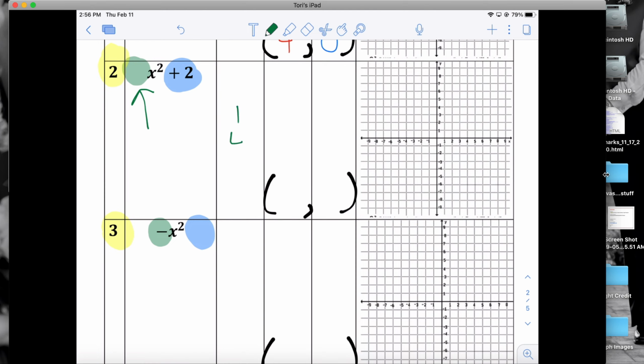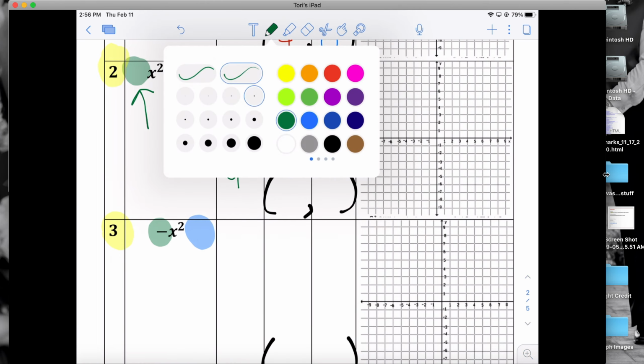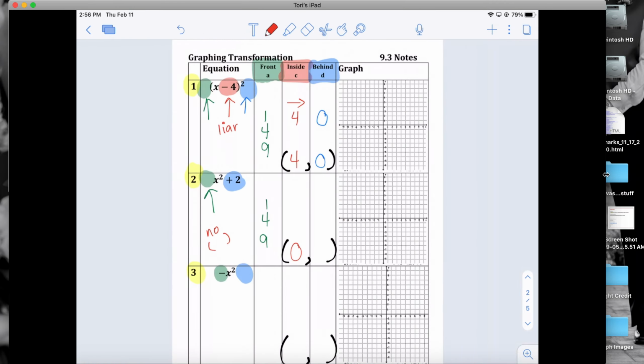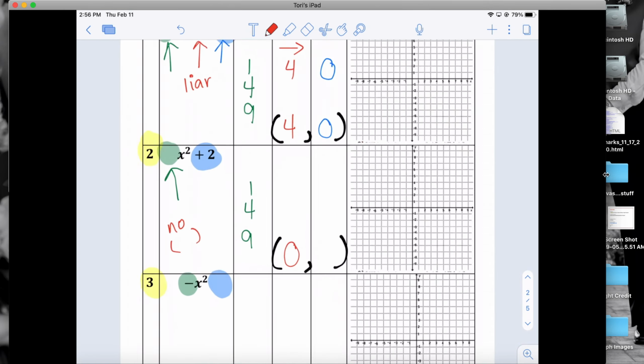I'm going to use a normal pattern, 1, 4, 9. In number 2, for the red, I would say, is there anything inside the parentheses? There are no parentheses, so I have nothing happening in this A. In the B, he's a red, he's 0. There's nothing going on inside those parentheses.